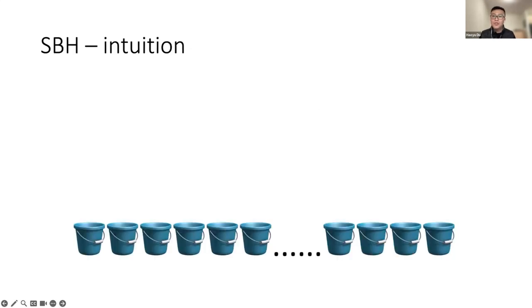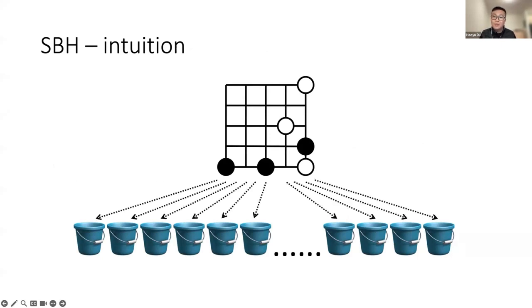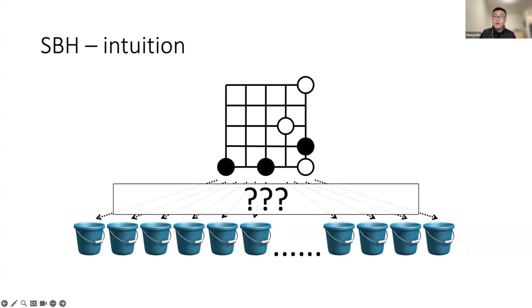Okay, after the motivations, I'd like to describe the intuitions behind sorted bucket hash. Imagine that you have an array of buckets you can store things into. Now you have a game position. Perhaps also you have determined its value. You want to store this game position and its value inside this array of buckets. So a natural question to ask is, into which one of these buckets do you store this game position?